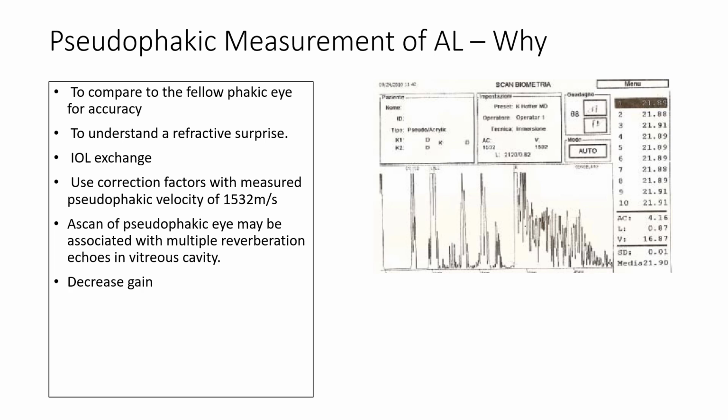A scan of a pseudophakic eye may be associated with multiple reverberation echoes in the vitreous cavity. So if you have measured the pseudophakic axial length, you will see that there may be a lot of echoes coming from the vitreous cavity. And there you might need to decrease the gain of the machine in order to get rid of these multiple echoes, which can lead to inaccurate reading of the pseudophakic axial length.